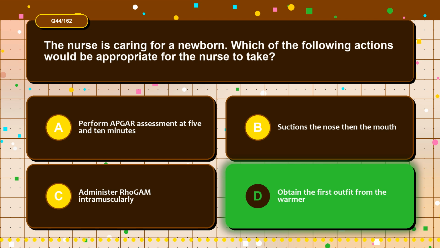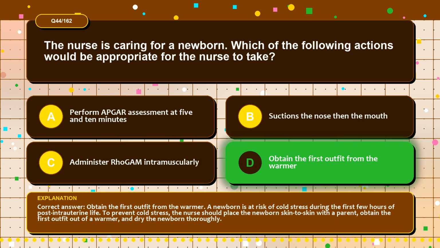The correct answer is option D. Obtain the first outfit from the warmer. A newborn is at risk of cold stress during the first few hours of post-intrauterine life. To prevent cold stress, the nurse should place the newborn skin to skin with a parent, obtain the first outfit out of a warmer, and dry the newborn thoroughly.